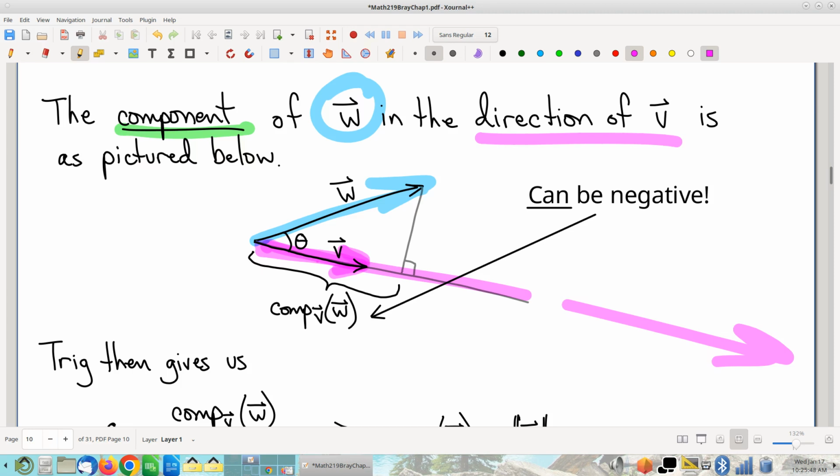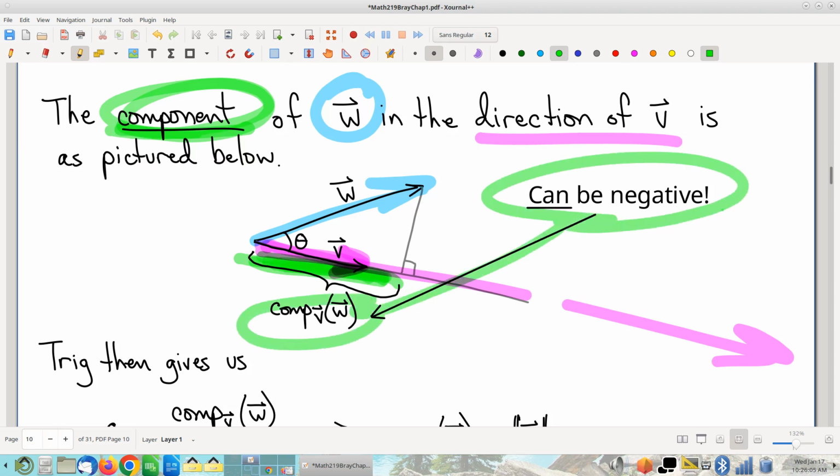It's not 100% in that direction, but nevertheless, if the purple direction is the direction you care about, W is to some extent pointing that way, at least a certain amount. And so this is what we call a component. The component is that right there, and I emphasize this is not a distance. It is a scalar. It can be negative. If W were pointing somewhat backwards of the purple direction, then that component would be negative.